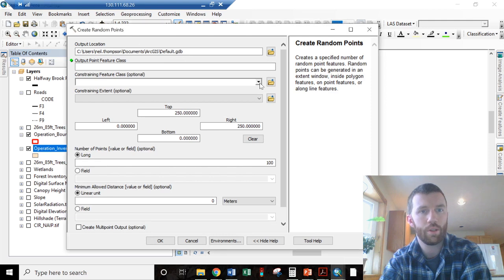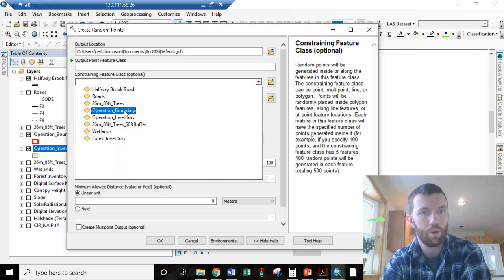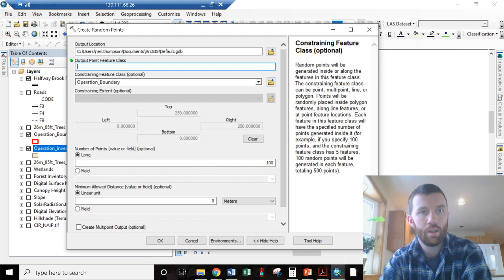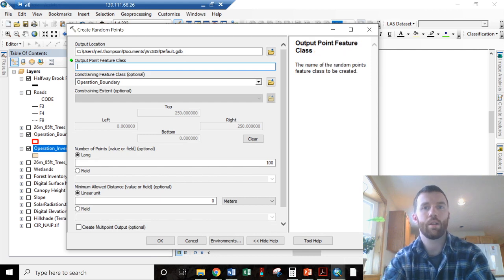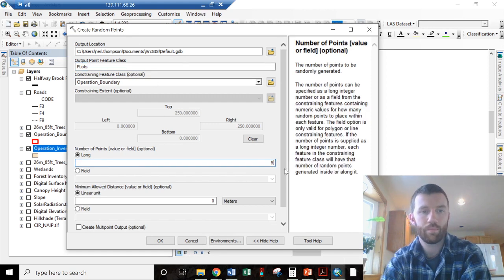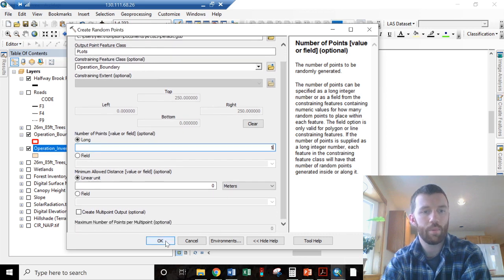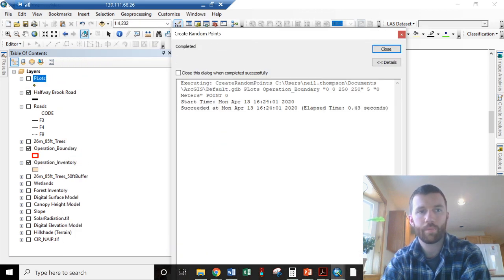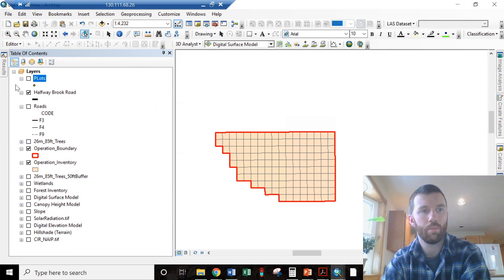The constraining feature class is going to be the operational boundary. And let's see, that just wants a name, so that's going to be plots. And we want to set the number of points to be 5. Everything else can remain the same, okay. And here are my plots. When I turn them on, there they are.